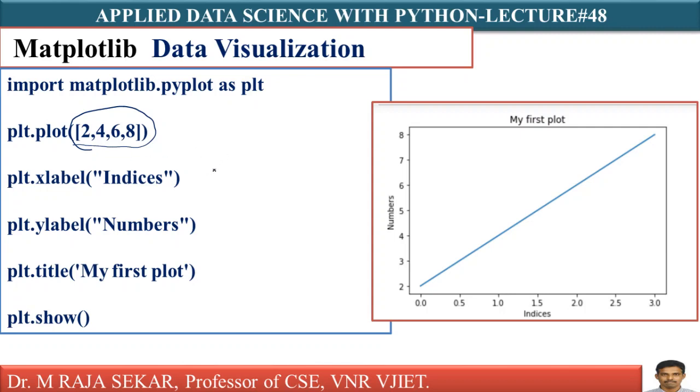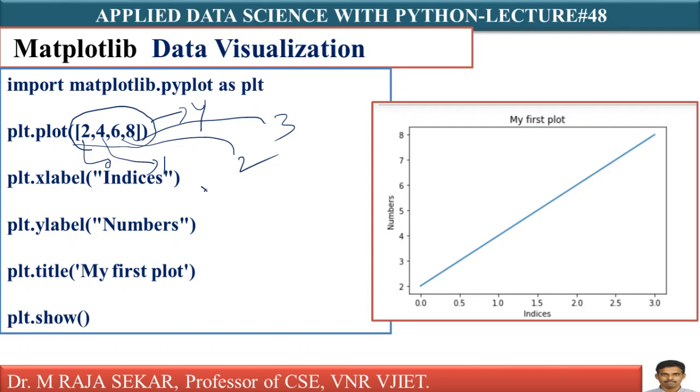But to draw a plot, I need an x coordinate as well as a y coordinate. By default, this will be treated as the y coordinate. Then what about my x coordinate? In that case, by default, it will be assigned indexes from 0, meaning 2 is associated with 0, 4 is associated with 1, 6 is 2, and 8 is 3. It starts indexing from 0.